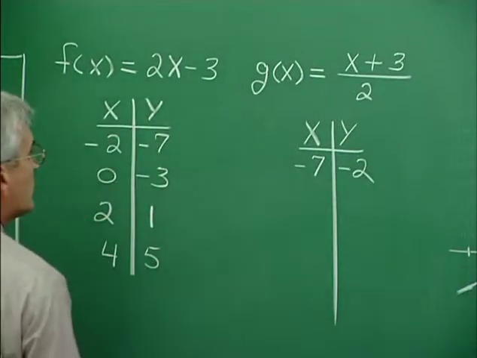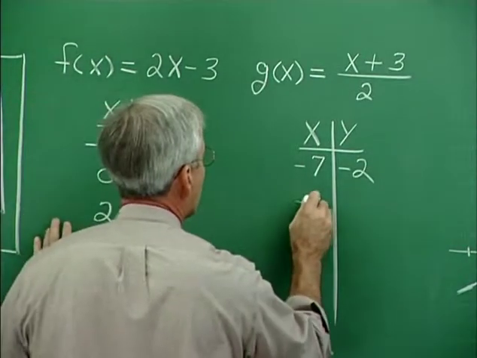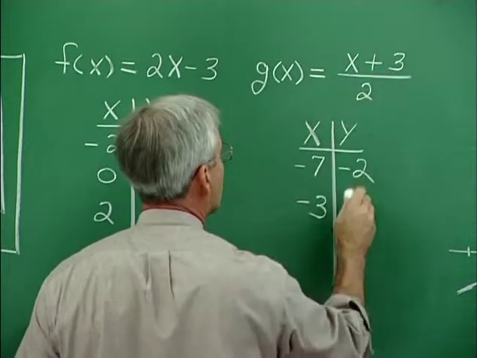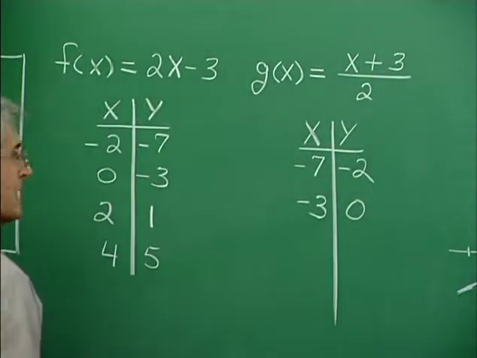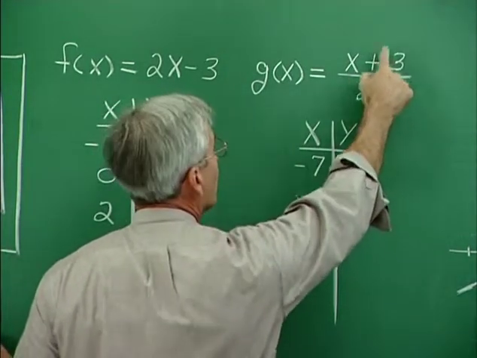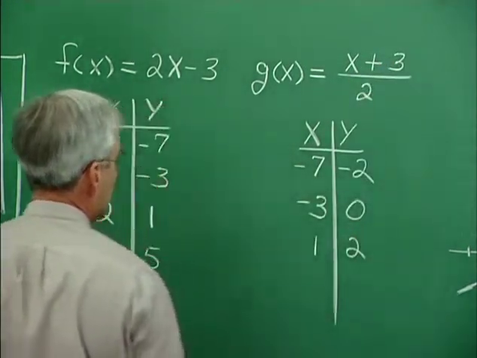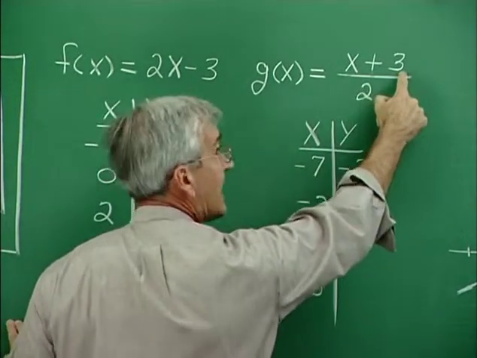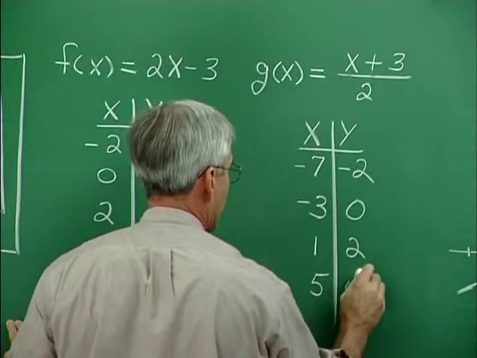Now let's suppose I choose an x of, let's say, negative 3. That's pretty trivial. Negative 3 plus 3 is 0 in the numerator. 0 over 2 is 0. Now an x of, let's say, 1. 1 plus 3, 4. 4 over 2, 2. What about an x of, let's say, 5? 5 plus 3, 8. 8 over 2, 4.